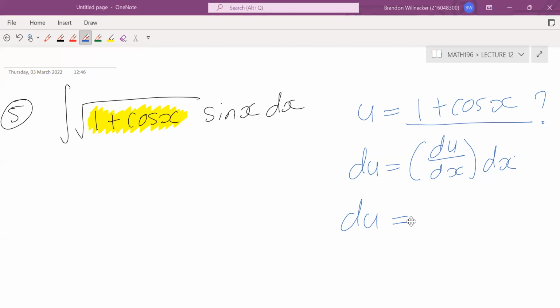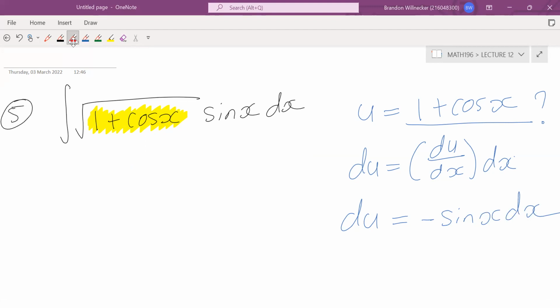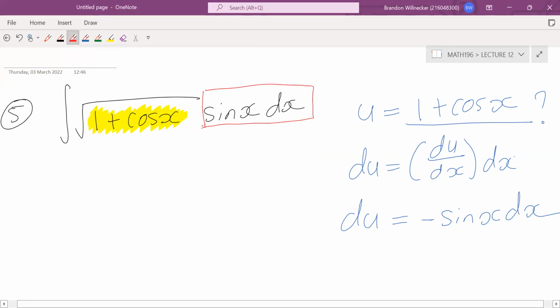Minus sine x. Yeah, perfect. Minus sine x dx. But let's look back at our original thing. We've got here sine x dx. So what do we need to do so that we get sine x dx?